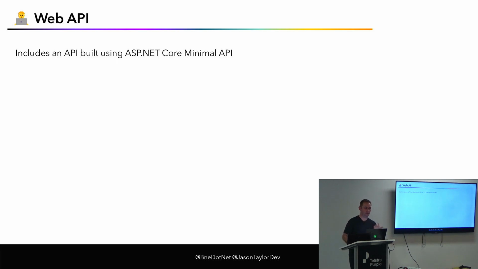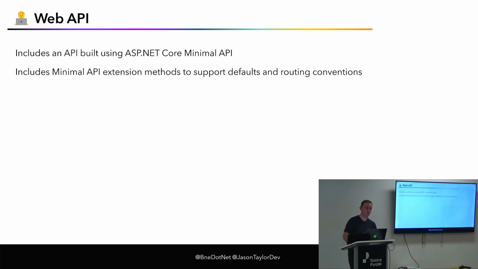It includes an API built using ASP.NET Core Minimal API. Now I've built some Minimal API extension methods which support some defaults, such as OpenAPI and some routing conventions, because Minimal API is fast and lightweight, but a lot of the things that we know and love, such as conventions, are just not built into the framework at the moment.